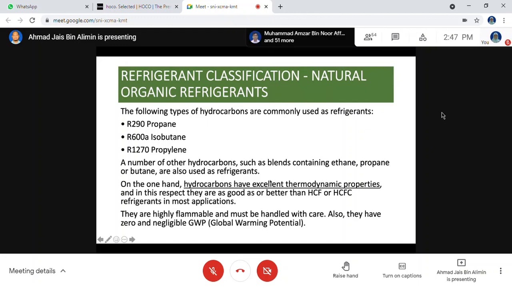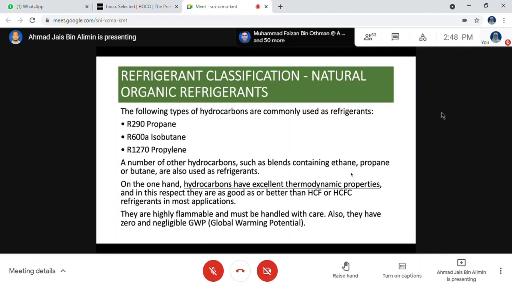Okay. And some hydrocarbon refrigerants contain blends from ethane, or we call it butane. The hydrocarbon-based refrigerant is classified as having excellent thermodynamic properties, and in this respect they are as good as or better than the HCFC refrigerants in most applications. However, they are highly flammable. Okay. Also, they have zero or negligible GWP.